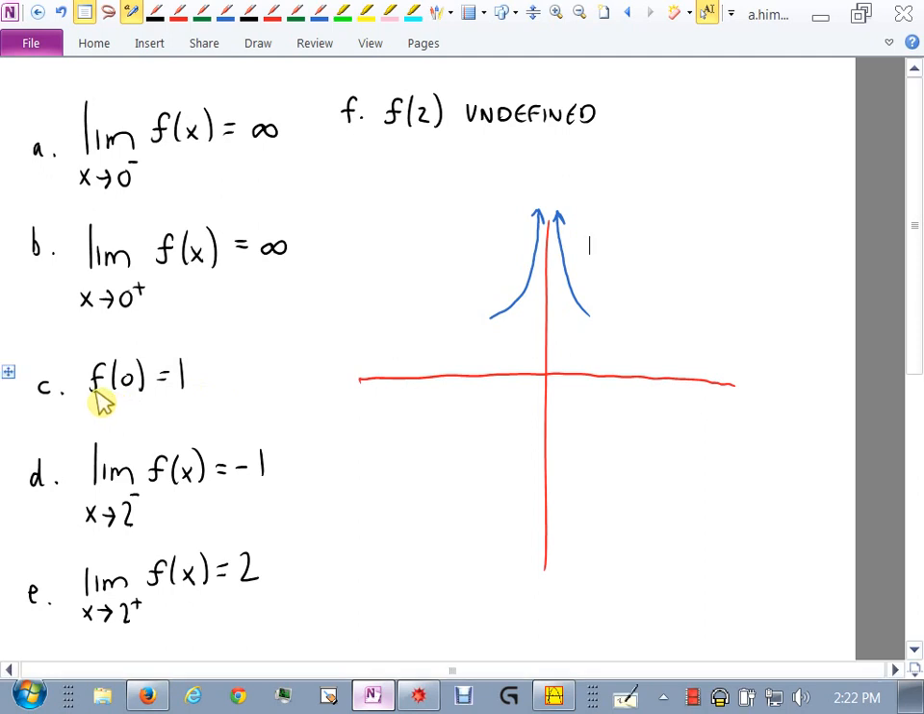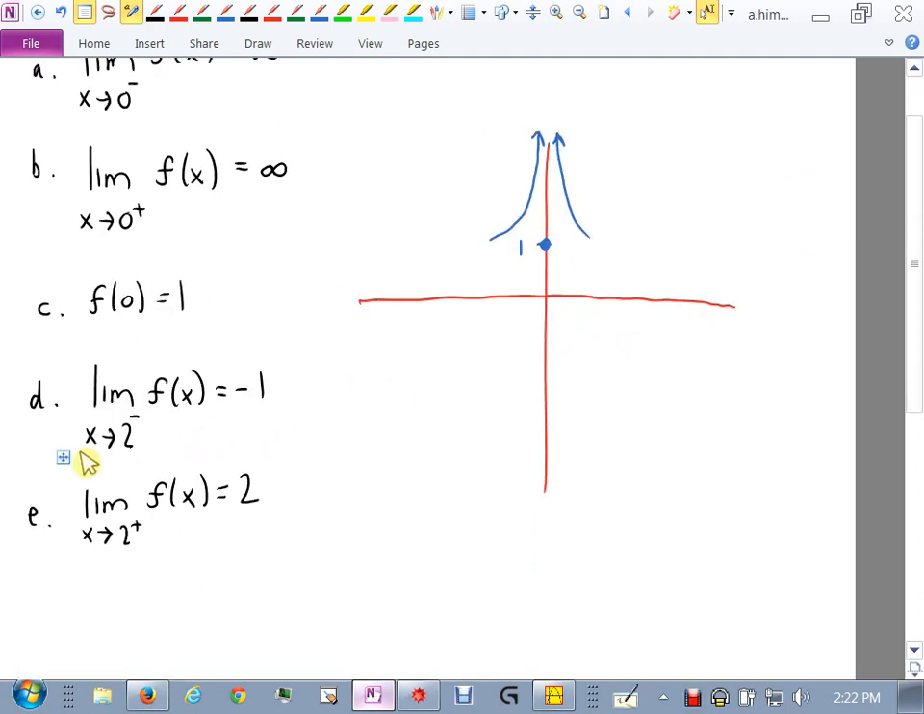But then I say f of 0 is 1. So my function is actually defined at 0, isn't it? I have a value of 1. So that means I'll go to 0, go up 1 right here, and put a dot. See how that satisfies all the conditions? Approaching 0 from the left, it goes to infinity. From the right, it goes to infinity. At 0, it is 1. So conditions A, B, and C are all being met there.